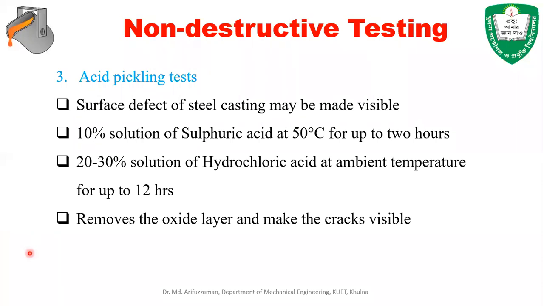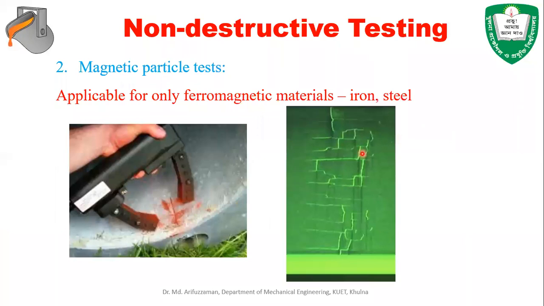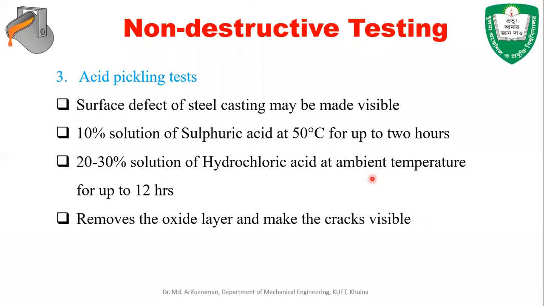Okay, in a similar way the crack will appear like this. Okay, using the acid pickling test, you will be able to see that with your naked eye. Okay, you don't have to use the microscope. If you use the microscope, then you will be able to see the microstructure. But you don't want to see the microstructure, you just want to see the surface defects. Okay, cracks. In that case, you don't have to use the microscope. Okay, and there are various solutions for doing the acid pickling test.